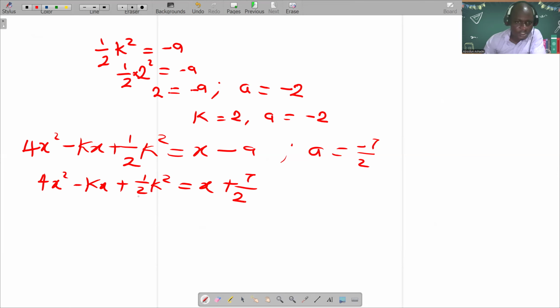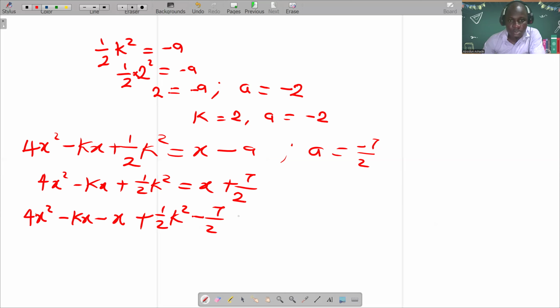Let's collect like terms to make the equation look like a quadratic equation, which means we want to make sure that it equals 0. We want to bring everything to this side. So we have 4x squared minus kx. If I bring x in, it becomes minus x, plus half k squared minus 7 over 2 equals 0.